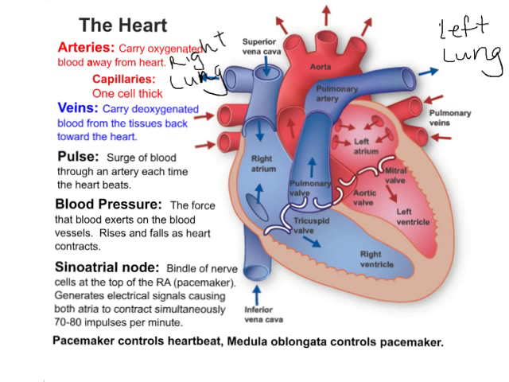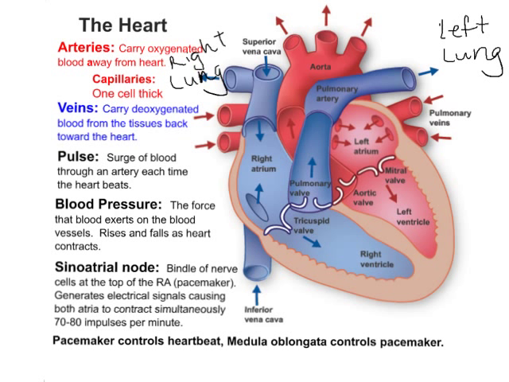That is the pathway for the blood through the heart. It is how blood returns to the heart, is pumped to the lungs, becomes oxygenated, and then is pumped back out into the rest of the body. So a pulse is the surge of blood through an artery each time the heart beats.